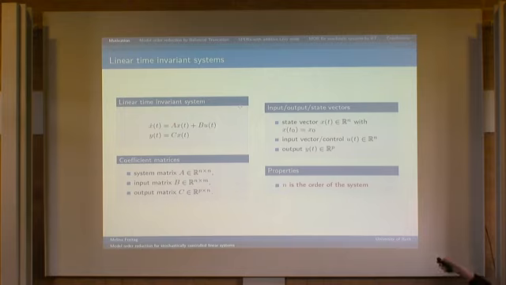Your state vector is x. You have an initial condition at time t0, and you have a control u, or an input vector. Could be a heating, a heat source in the room.